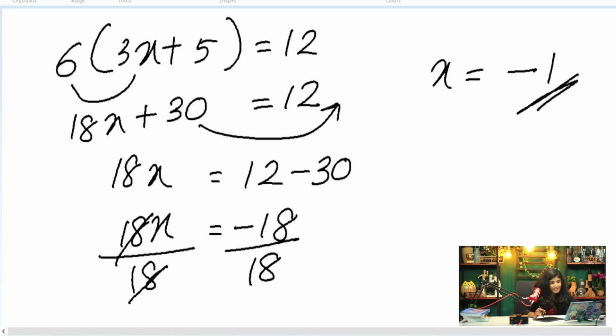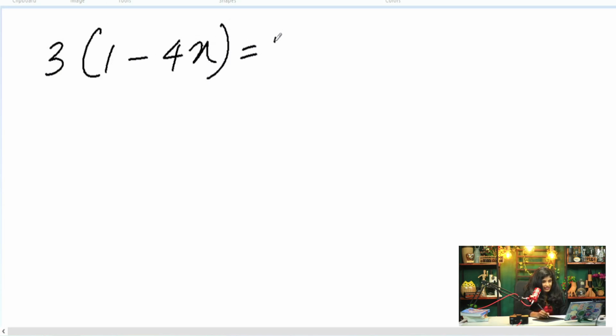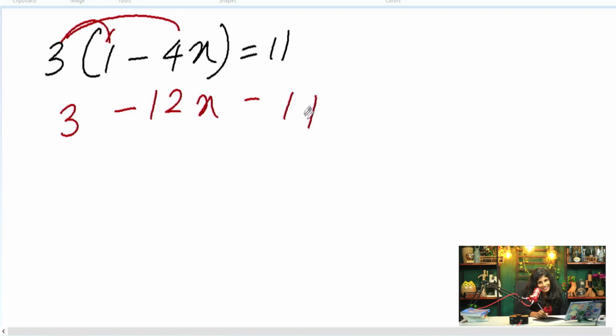And the next question. 3 times (1 minus 4x) equals 11. Okay, so removing brackets: 3 times 1 is 3, minus 3 times 4x, 12x, equals 11.